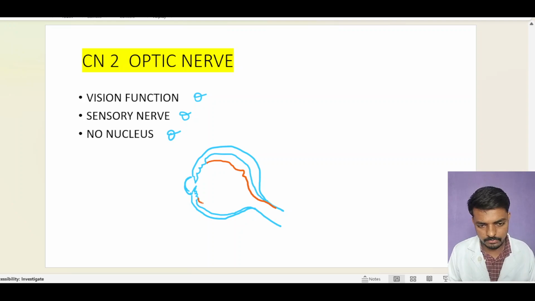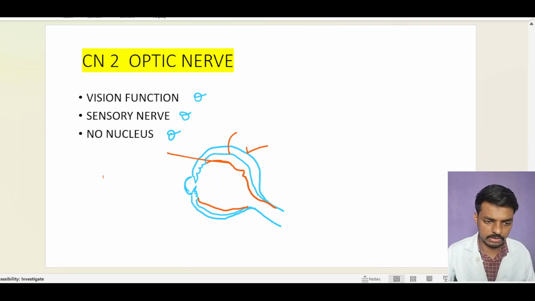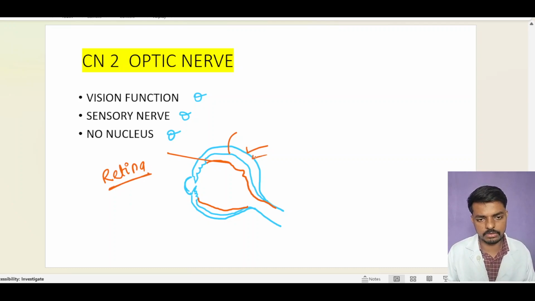This is the sclera, this is the choroid, and here comes the very important inner layer of our eyeball, that is called the retina. The sclera doesn't have any optic nerve supply, and the choroid also does not have any optic nerve supply. Only the retina has the optic nerve supply. From only the retina, the optic nerve has its supply.